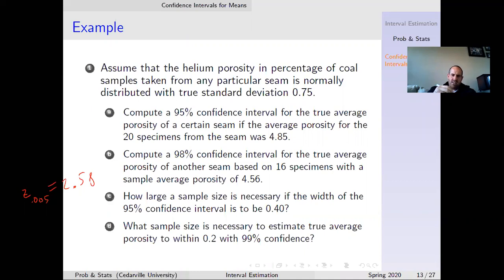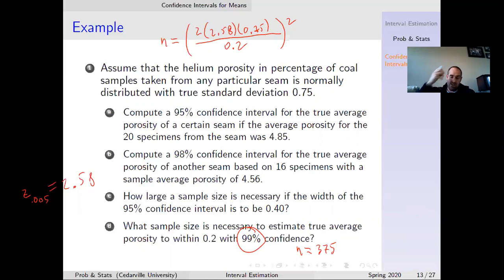So with 99% confidence, N is going to be just like we did before: 2 times that Z value, 2.58, times sigma, which was 0.75, divided by the width that I want, 0.2. Remember, we solved for this before. Then we square this. Let's compute it: 2 times 2.58 times 0.75 divided by 0.2, squared, and I get basically 375 or something.